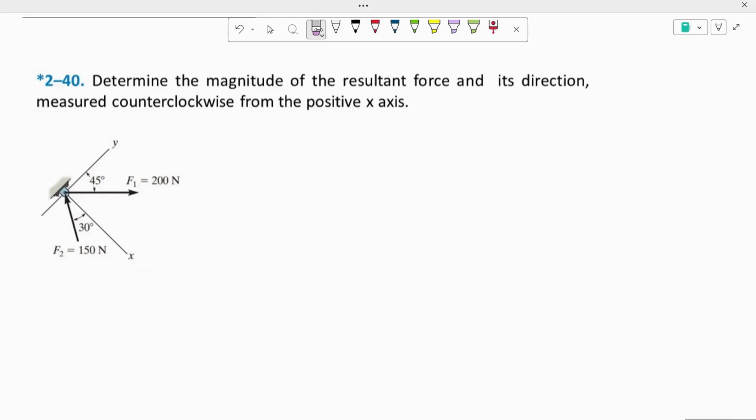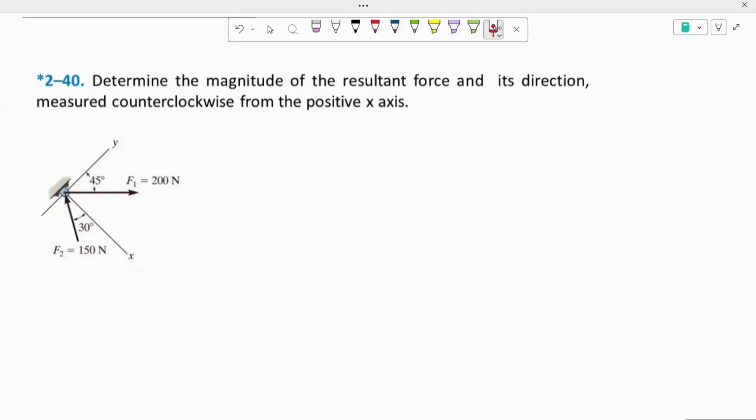Hello everyone, today we're going to be working on problem 2-40, and this problem is asking us to determine the magnitude of the resulting force and its direction measured counterclockwise from the positive x-axis. So with our figure given here, we have our y-axis, we have our x-axis, and we have our two forces, F of 1 and F of 2.